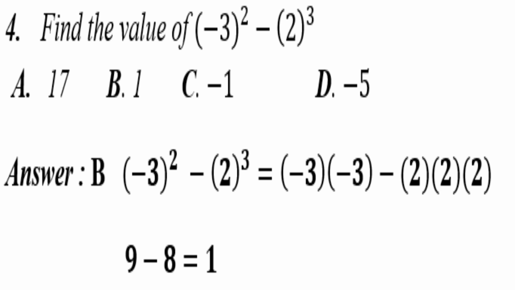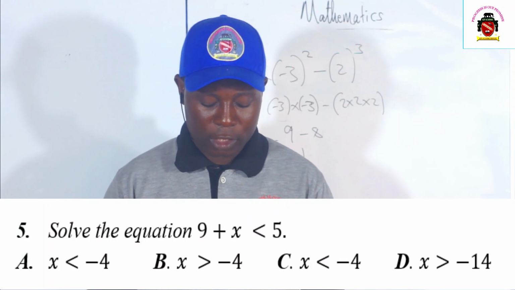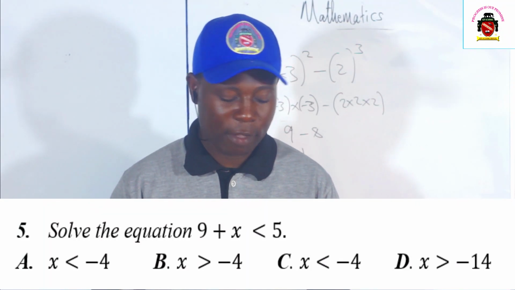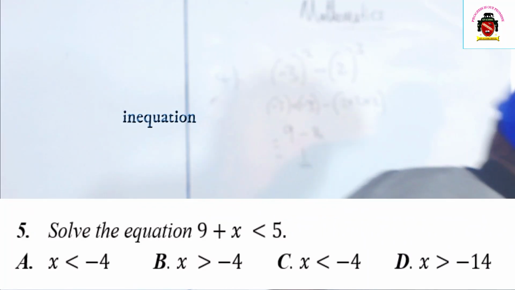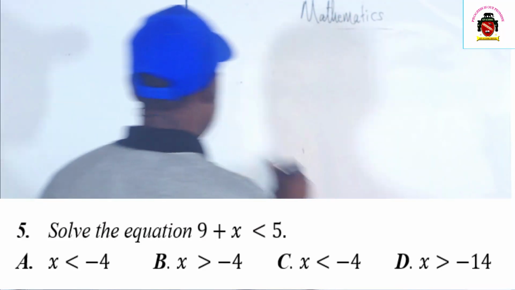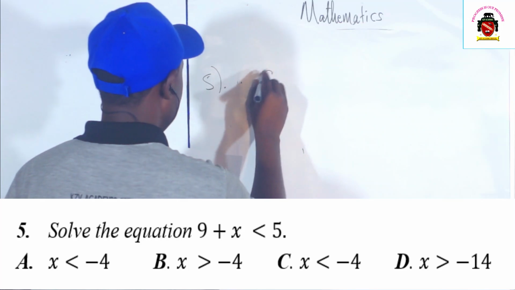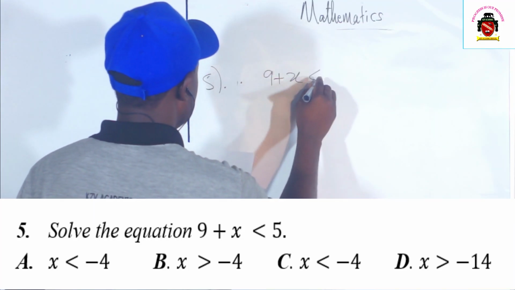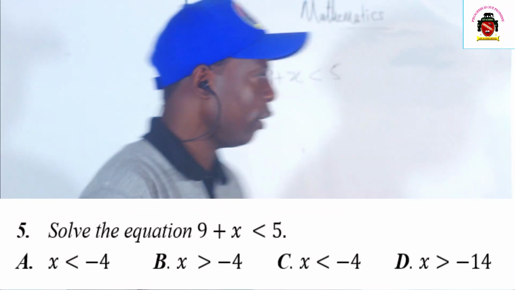Now, question 5, solve the equation 9 plus x is less than 5. That is a very simple question, okay? Because what we do on question 5 is just to solve the inequality. So here we have 9 plus x is less than 5. Solving this inequality, you know what we do?